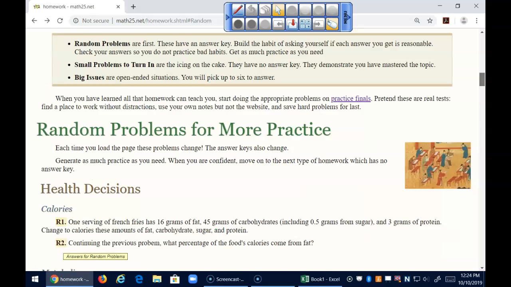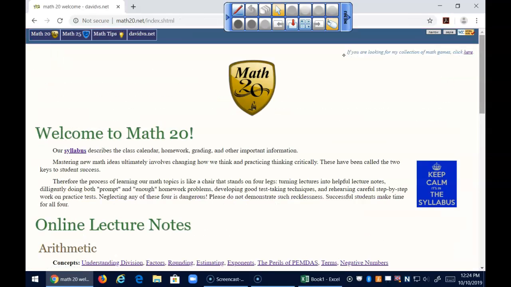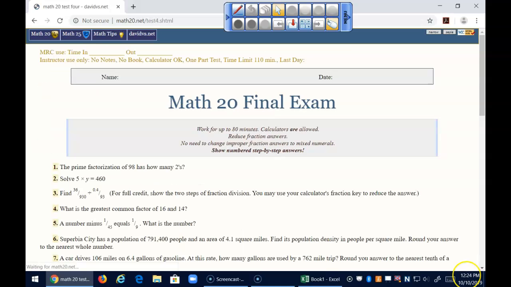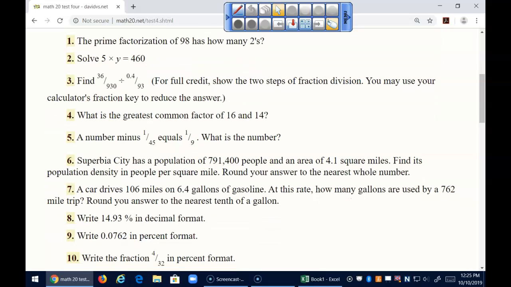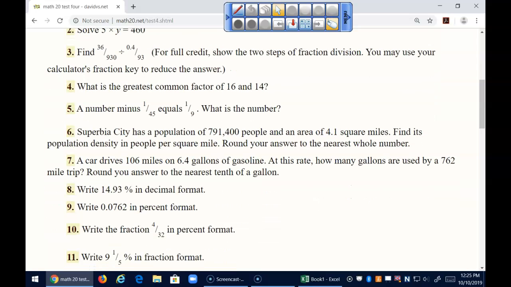Okay, let's do a Math 20 review, finish our sort of brain warm-up. We've done those kinds of things. We didn't do fraction division. Okay, any of these somebody want me to do on the board?